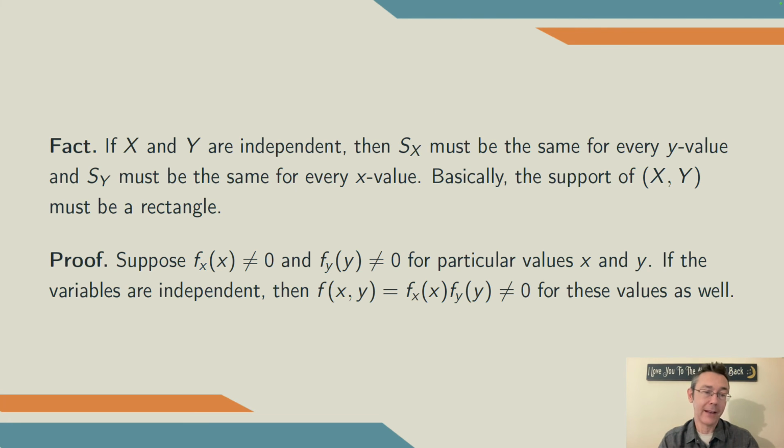One very useful fact is that if x and y are independent, then the support of x has to be the same for every y value, and the support of y has to be the same for every x value. That's just a long-winded way of saying that the joint support of x comma y has to be a rectangle. The proof is really direct. If you have a value that's in both the support of x and y, that means that the marginal probability mass function at that value is non-zero in each of the two cases. And that means the product has to be non-zero. So that means the joint probability mass function at those two values has to be non-zero. So basically, we're getting that joint support is a rectangle just very directly.